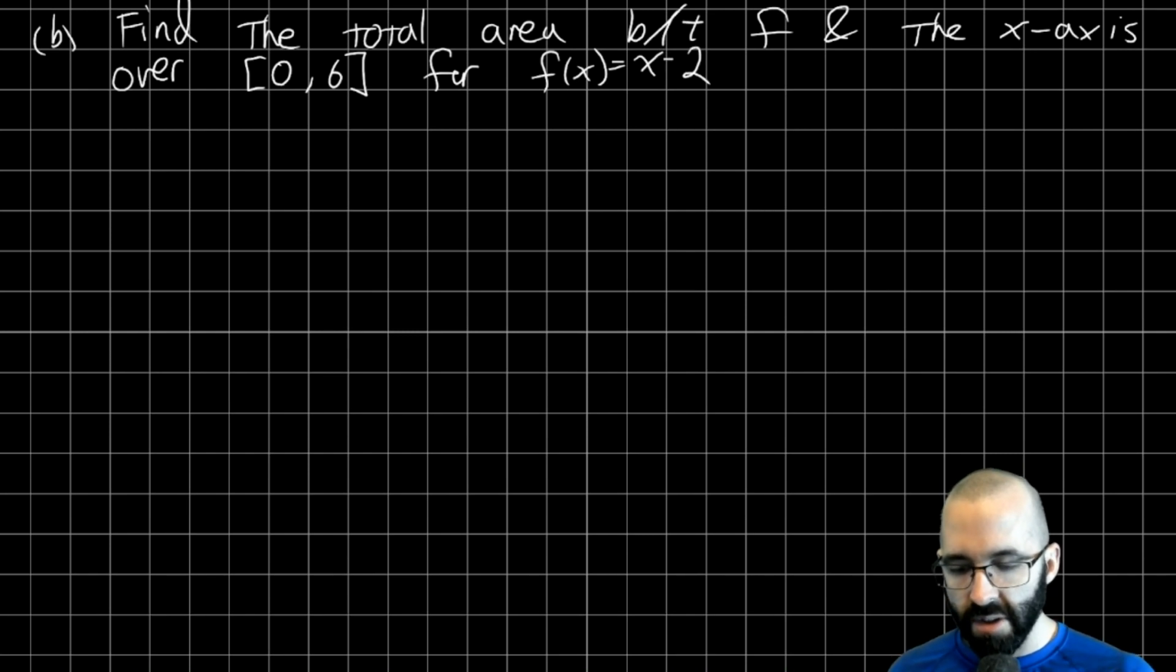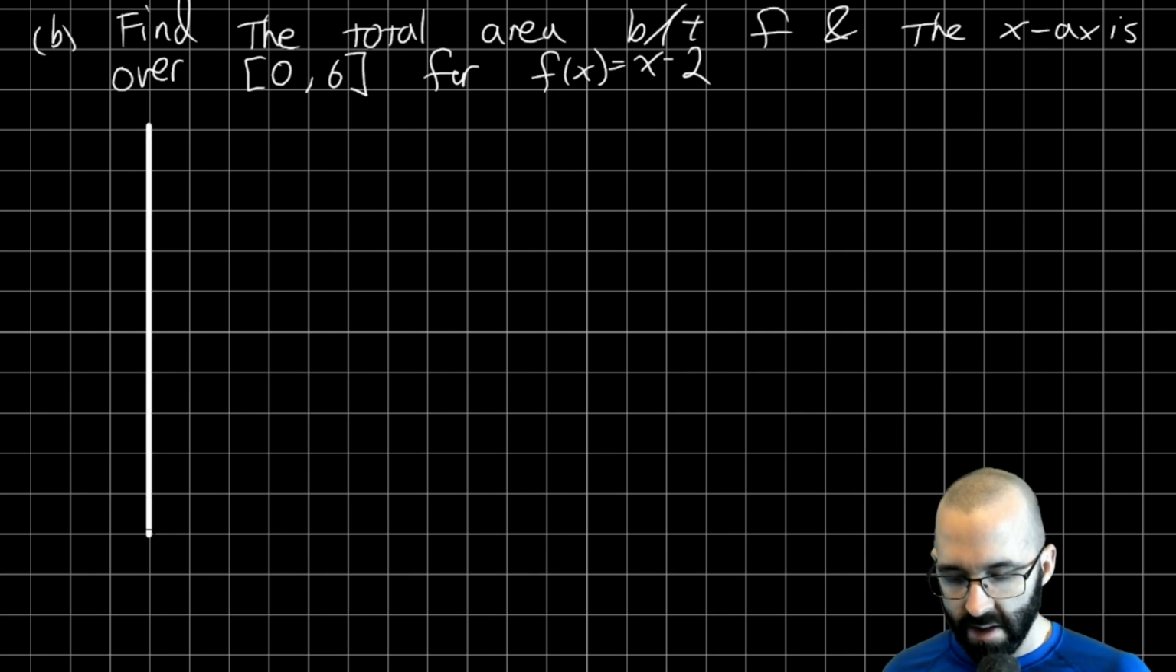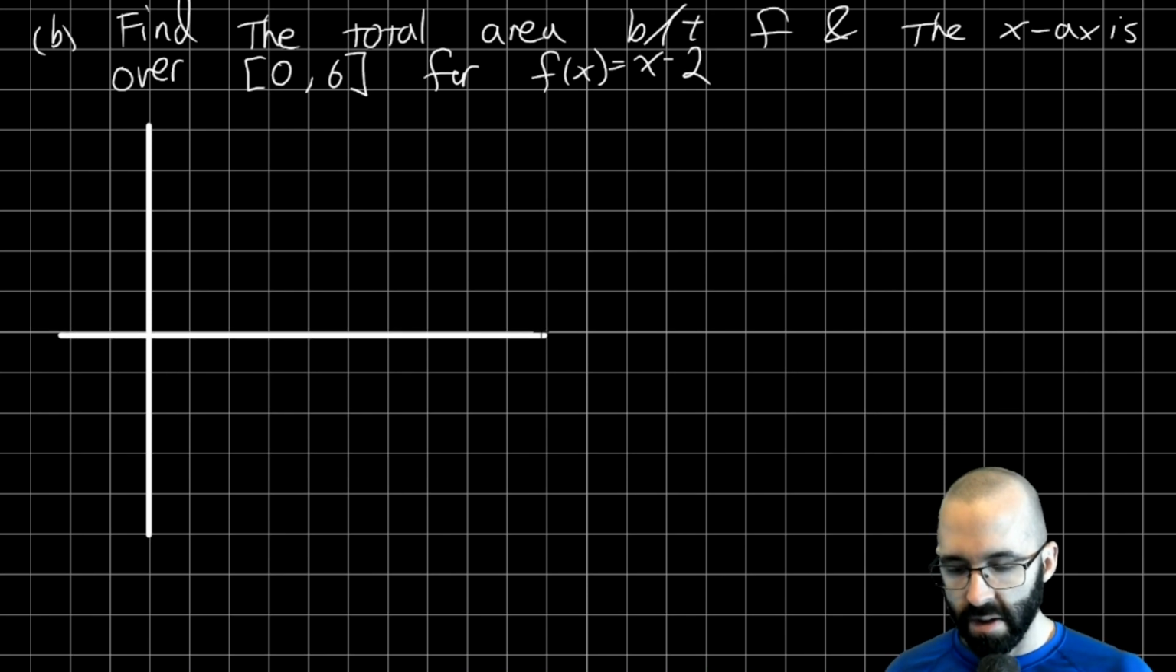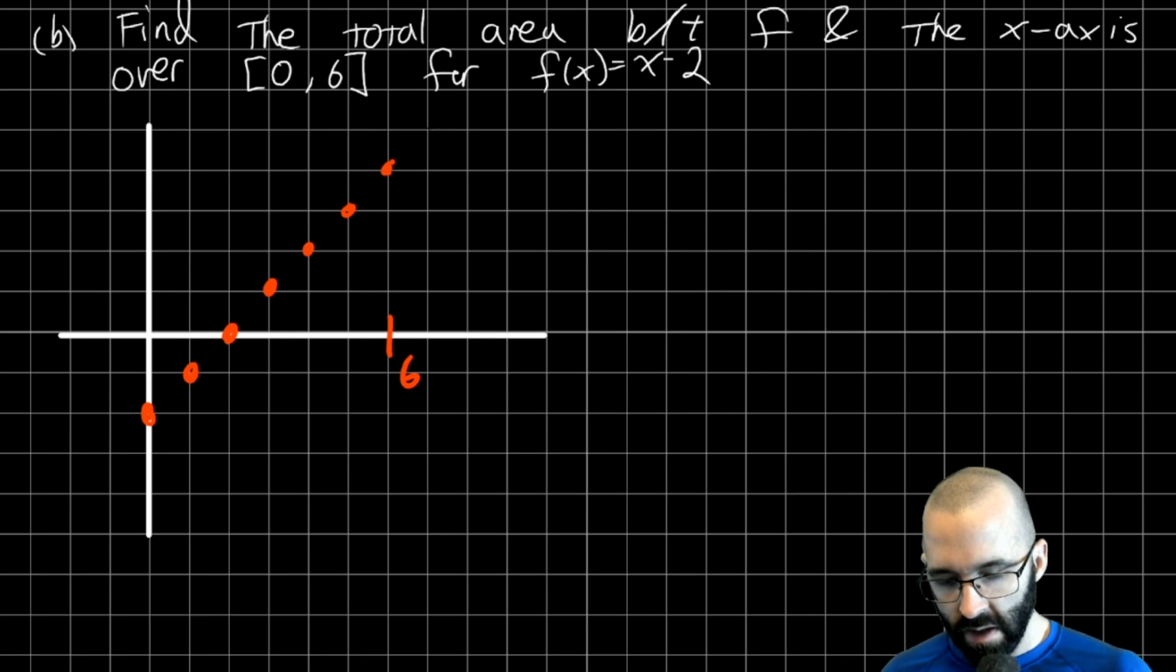So again, we're going to do this graphically. So to do this graphically, we need a graph. You can use Desmos to help you, but it's really good practice to be able to do this on your own. All right, the function x minus 2 has a slope of 1, y-intercept of -2. We're going up to 6. 1, 2, 3, 4, 5, 6. We're good. And this is what the function looks like.